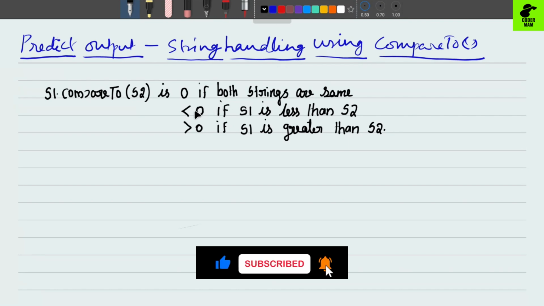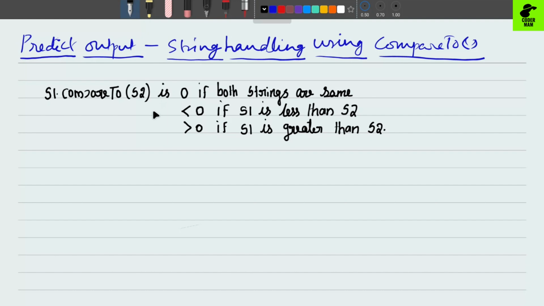In this video, we will discuss the compareTo function in string handling. The compareTo function will return an integer value. If both strings are the same, it will return 0. If the first string is less than the second string, it will return a negative value. Otherwise, it will return a positive value. Now I will explain some examples.